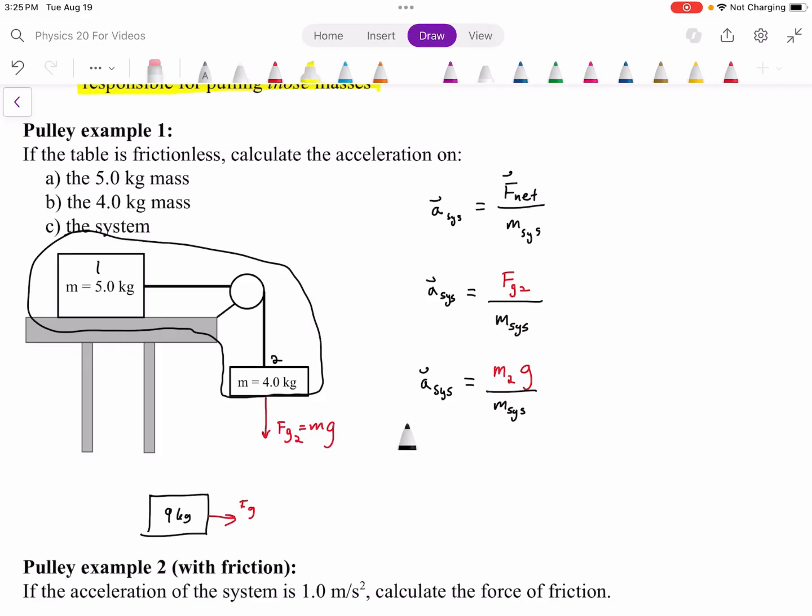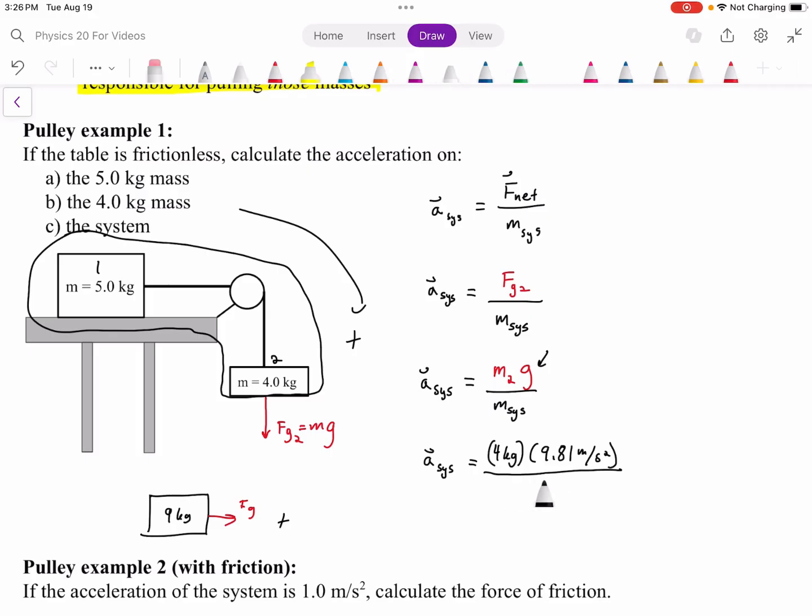Okay, so remember, we're going to define the direction that the system would try to move or move as positive, right? So we just have to ask ourselves, does this force contribute to motion or fight motion for this system? Well, it contributes to motion. In fact, in this one, it's the only reason for motion. So we're going to call this positive, right? Positive is the direction the system will move or try to move. So that means when I put in my 9.81 here, I'm going to make it positive. Now that force is moving the whole system. So for my mass of my system, I need to do mass 1 plus mass 2. So 5 kilograms plus 4 kilograms.